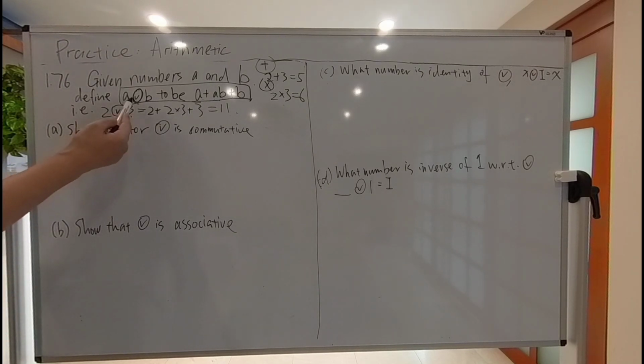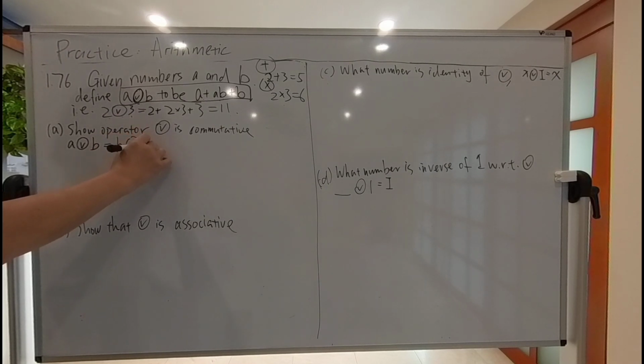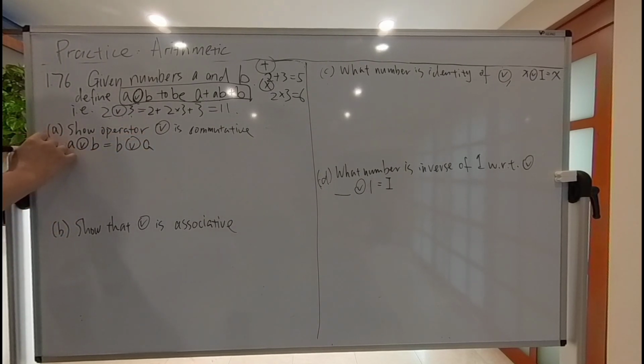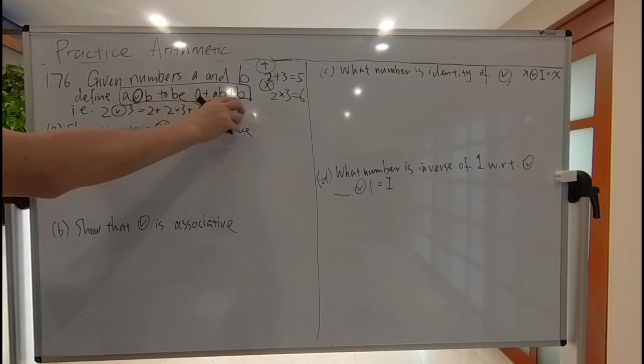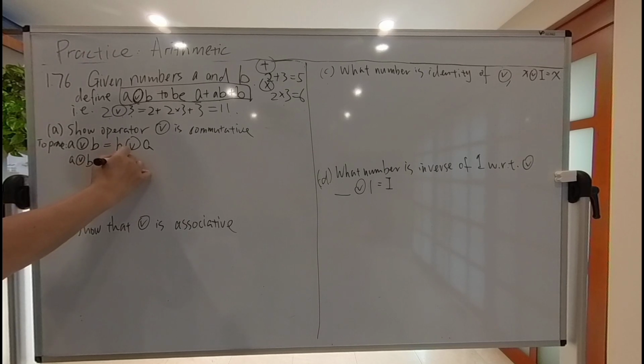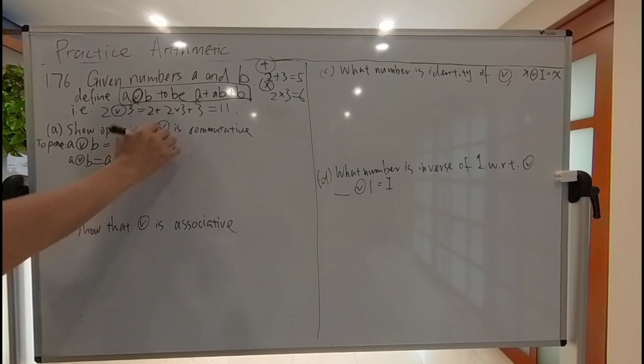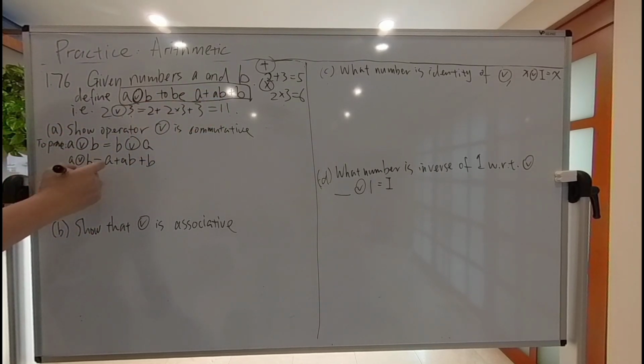But first of all, let's show the commutative property. In order to show commutative, we need to prove that A operating B is equivalent to B operating A. So let's start from the left-hand side. If I have A operating B, then I just copy down the given formula from the question. And then let's check the right-hand side.